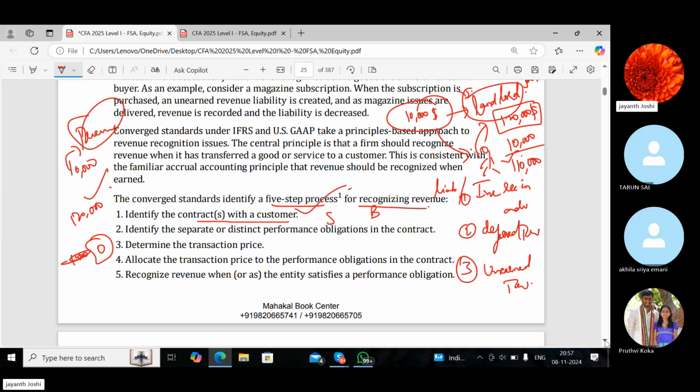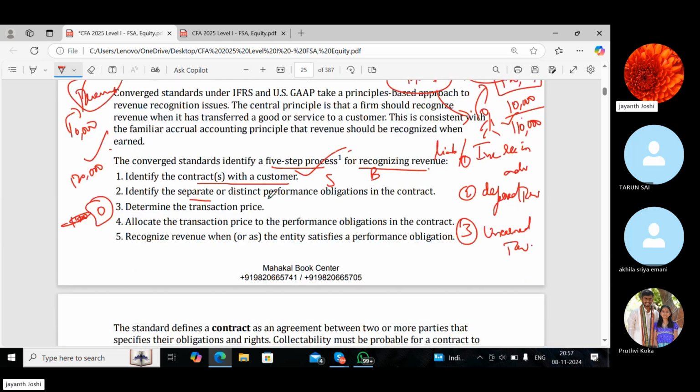Second point, identify separate or distinct performance obligations in the contract. See, the seller has sold the goods to the buyer. Whether the seller has also charged for any separate services the seller wants to give to the buyer, let's say repair and maintenance or servicing, etc.